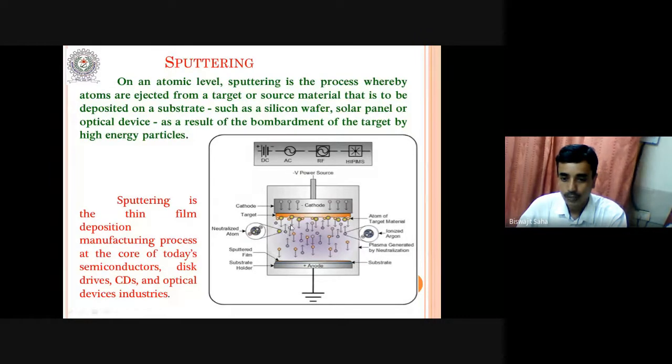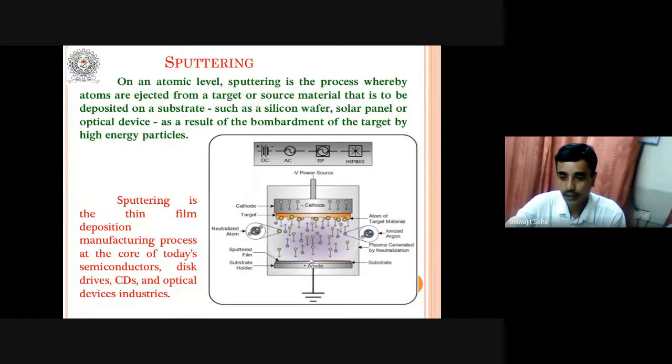The ions impart momentum to the target molecule or atom, and they get ejected out, and they come down with some momentum, and they are deposited on another substrate. This one is the substrate where they get deposited, and the film is produced. So this is just a brief introductory idea about the technique of sputtering.